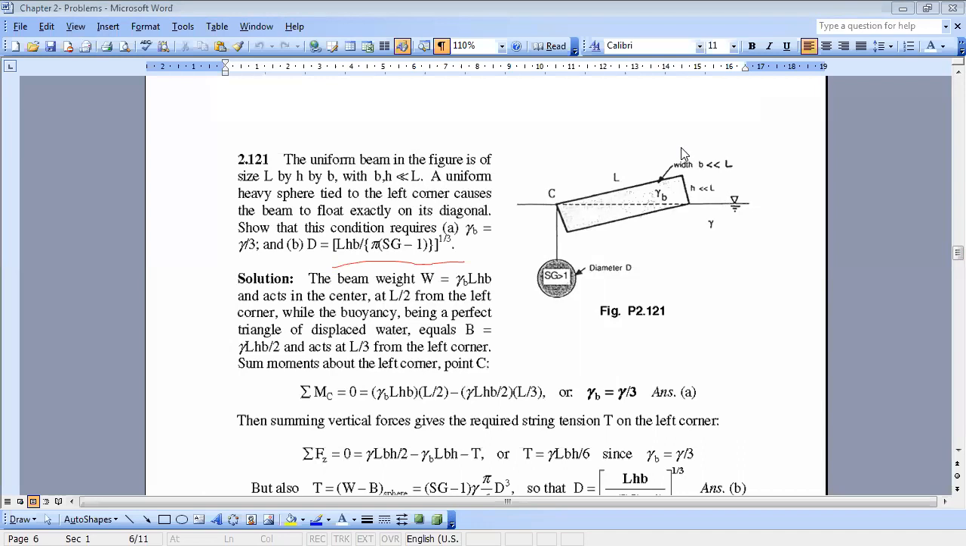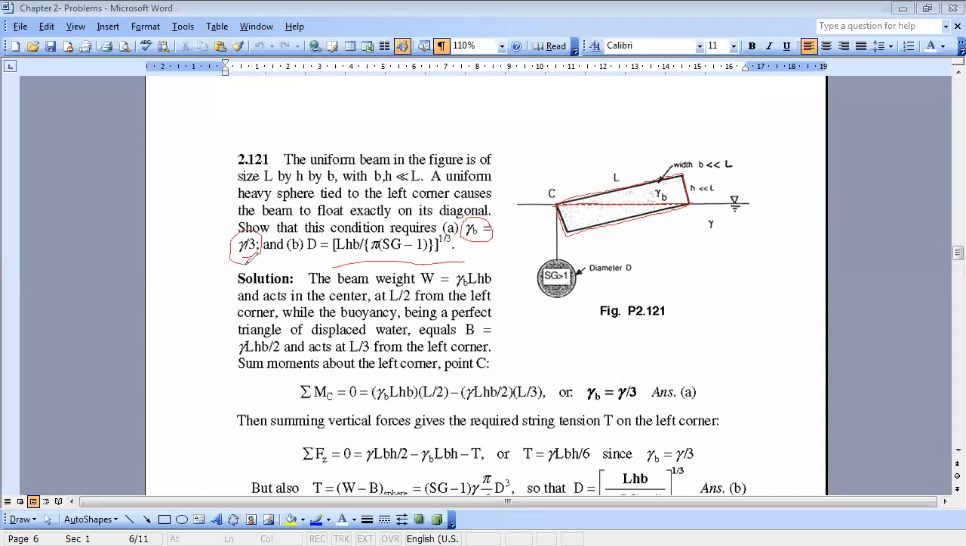So if I look at the following figure, I have a certain shape, okay, and it is floating in equilibrium conditions. So I have floating conditions. So first, I want to demonstrate that to have this equilibrium condition, I should have the following relation between gamma of the body and gamma of the fluid.